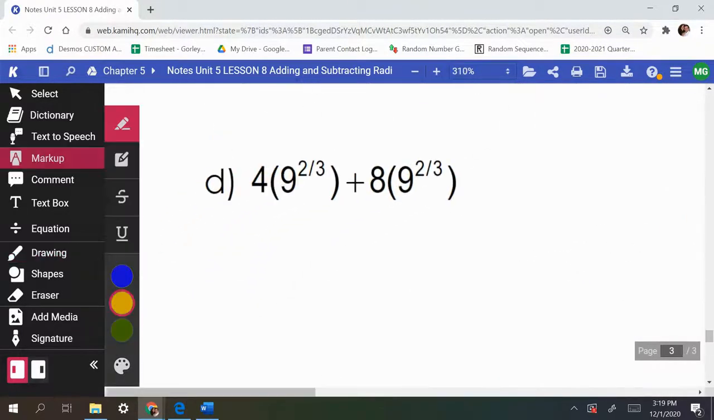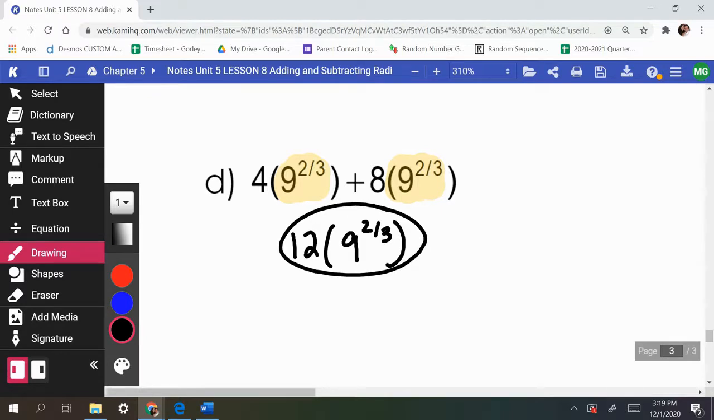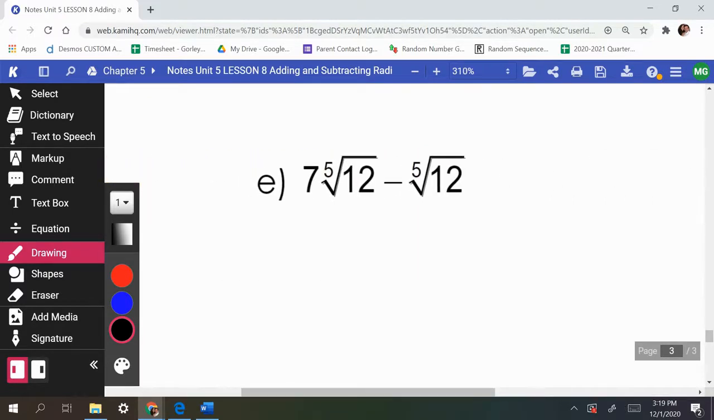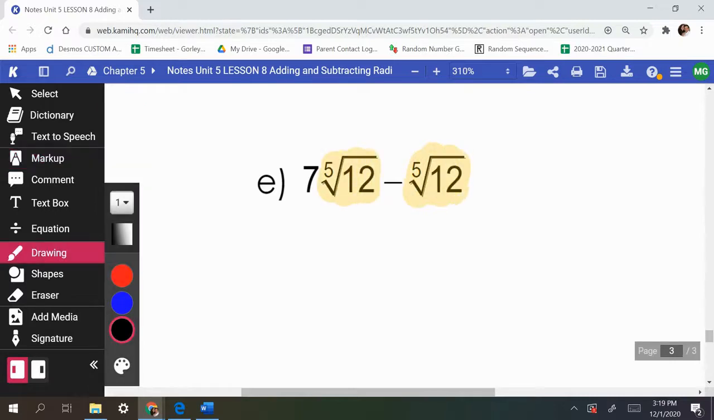Okay, down here, these are like terms. See how we have 9 to the 2/3 in both cases? So if I have 4 apples and 8 more apples, how many apples do I have? 8, 9, 10, 11, 12. We would have 12 of those 9 to the 2/3. All right, are these like terms? Yes, they are. They're both fifth roots of 12. So if I have 7 fifth roots of 12 and I take away 1 of those fifth roots of 12, I would have 6 fifth roots of 12 left. Right? If there's no coefficient in there, we're assuming it's 1.